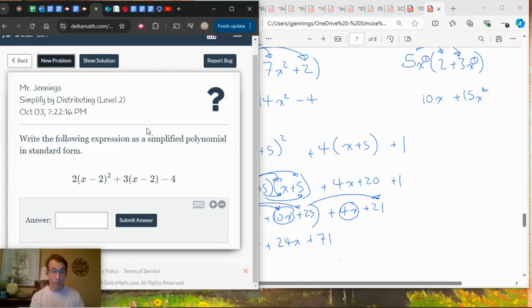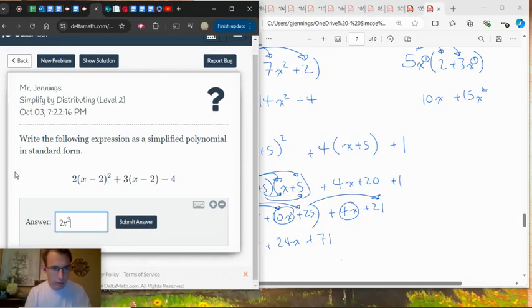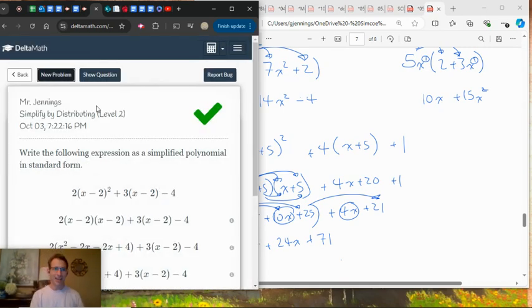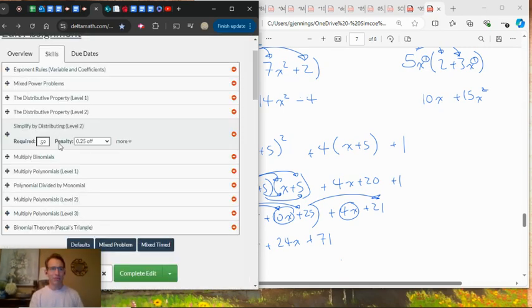This is a good level to work on. You will see problems like this. Okay, how fast can you do them? 2x squared minus 4. Minus 2. I like these. Yeah, so you're going to see something like that. And that's how far we're going to go.